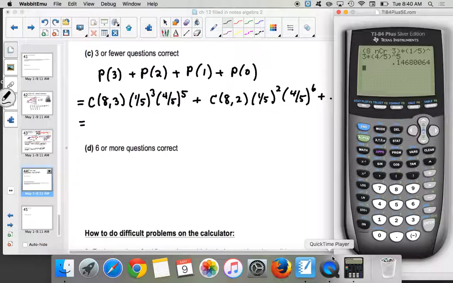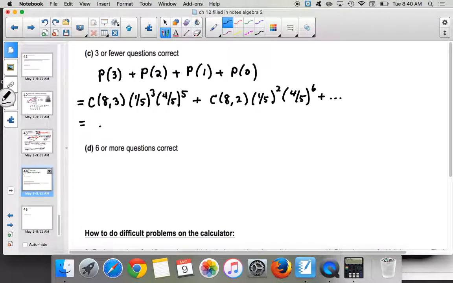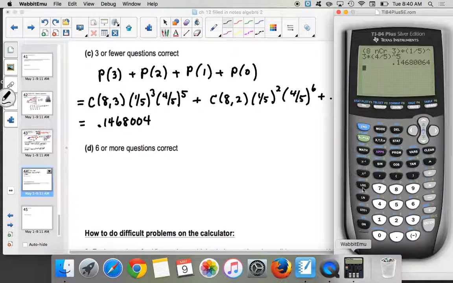Okay, so I get 0.14680064. All right. Now, some of your calculators allow you to go back up. You can hit the arrow up button, and you can grab that last thing that you put in. So you can grab this whole equation and hit enter, and it'll come down here. But some of your calculators don't let you do that. But they do, kind of. You just can't do the arrow up. So if that's the case, then you do second entry.